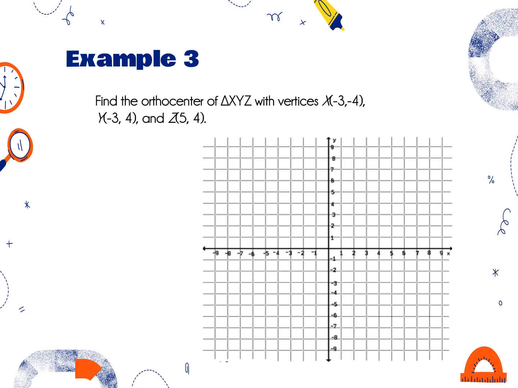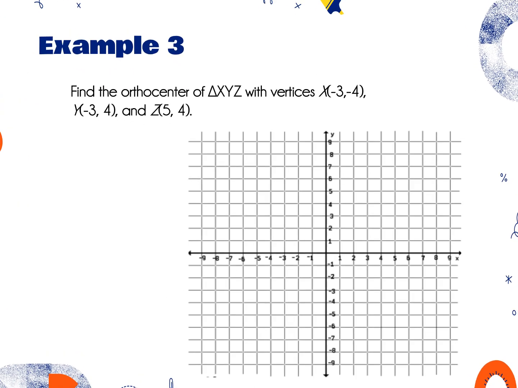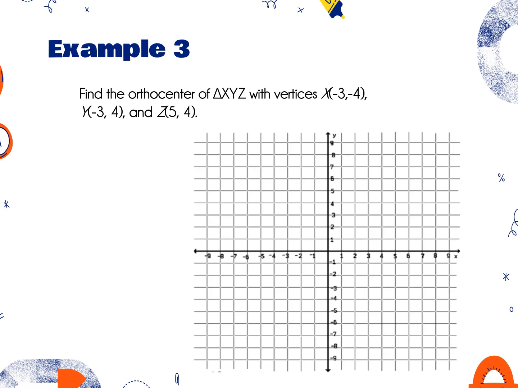So again, it wants me to find the orthocenter of some triangle. So I have to start by drawing the triangle. Point X is at -3, -4. Point Y is at -3, +4. And point Z is at 5, 4. So I draw my triangle here. It's a right triangle, which is kind of nice. And it's time for me to find my orthocenter.